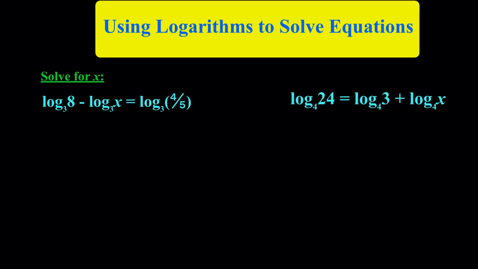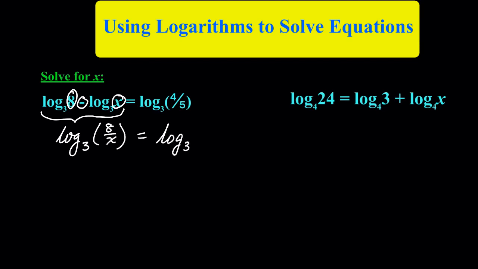All right, so we can also use these properties to help us with solving equations, and that's what we're going to look at next. So right here we can see that we have two logarithms that are being subtracted from each other. Well, what that means is that we can condense or combine those two logarithms, and when you have them separated with subtraction, that means you're going to take the 8 and divide it by the x. So you have 8 over x is equal to log base 3 of 4 over 5.